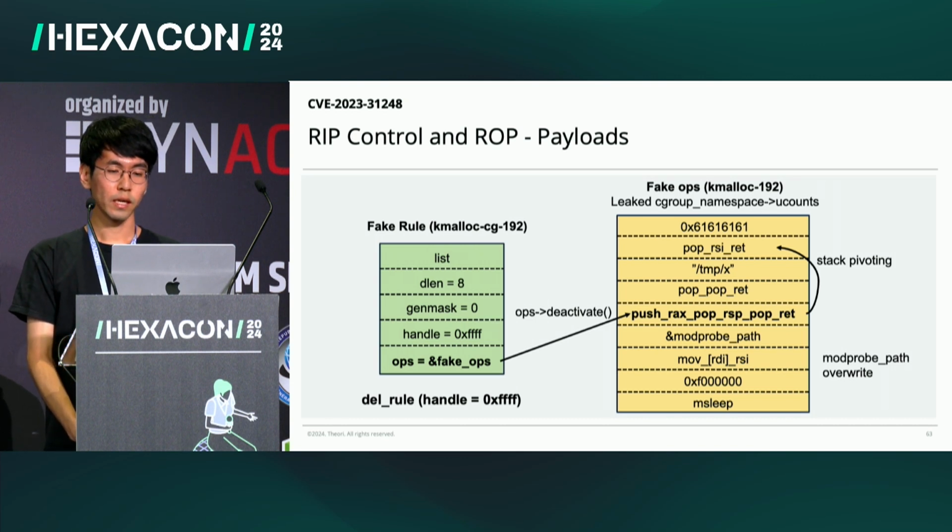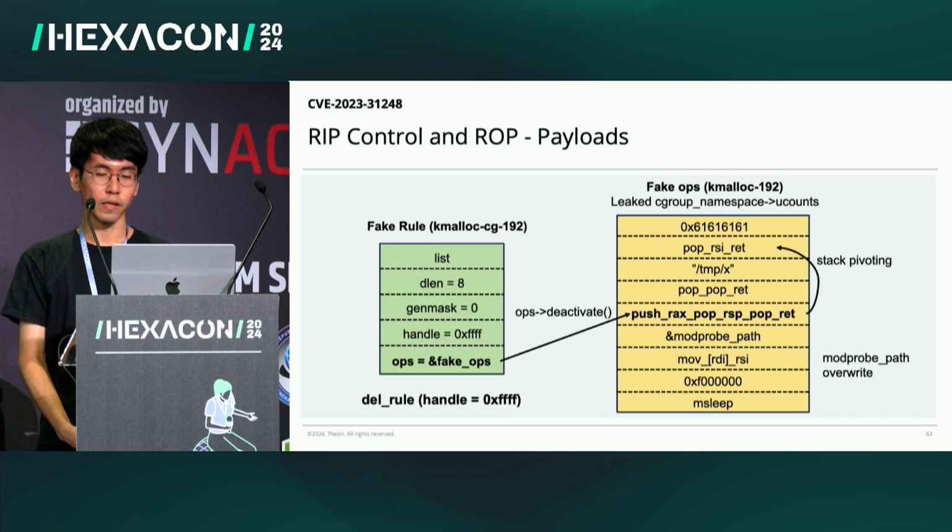We store the stack pivot gadget at the offset of the deactivate function of the fake ops, and use the push rax, pop rsp, pop rbp gadget that pivots the stack to the beginning of the fake ops. Once the stack is pivoted, the ROP payload overwrites modprobe_path, and finally, we can successfully obtain the root shell by triggering the modprobe.